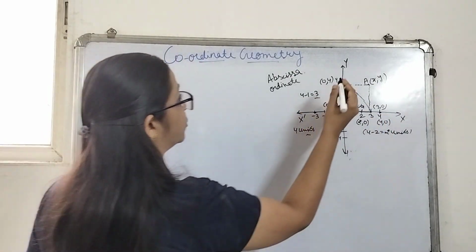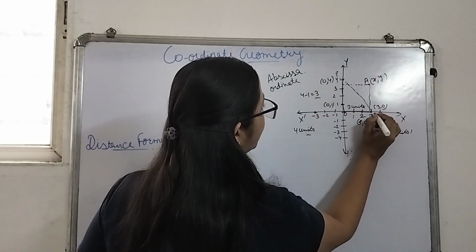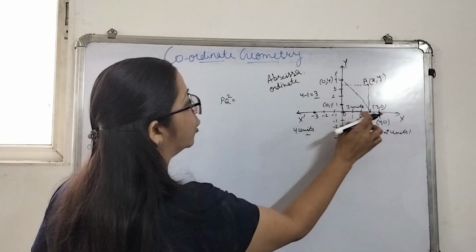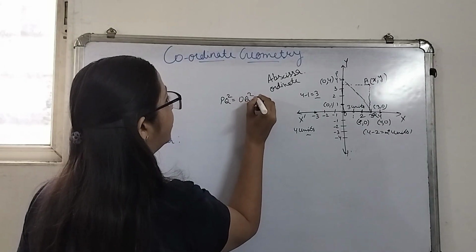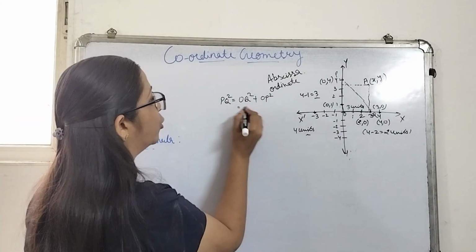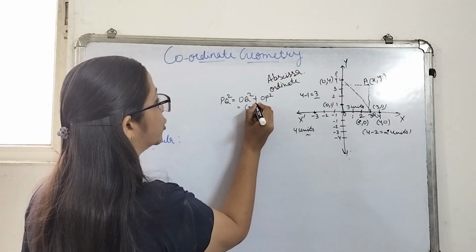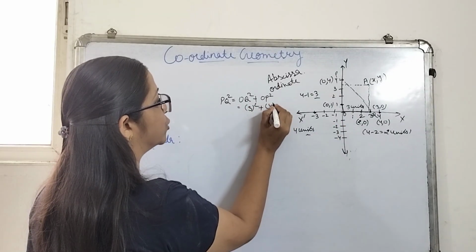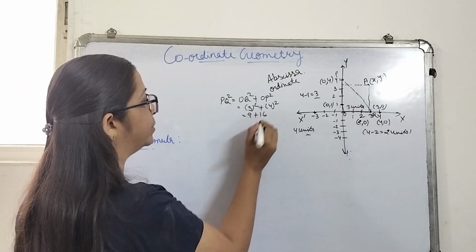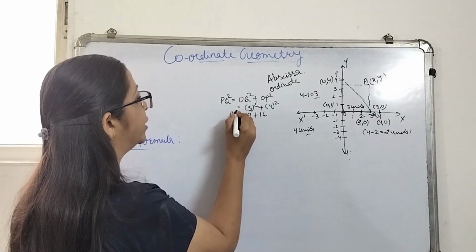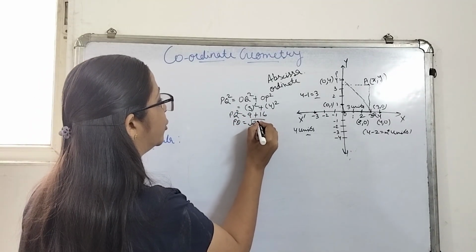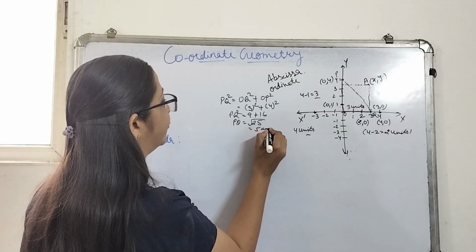So hypotenuse, suppose it is your point P and it is your point Q. So PQ square will be OQ square plus OP square by Pythagoras theorem. That means OQ will be your 3 square, and OP is your 4, so it will be 4 square. So 3 square will be 9, square of 4 will be 16, and this is the value of PQ square. That means PQ will be root of 25, that you can say 5 units.